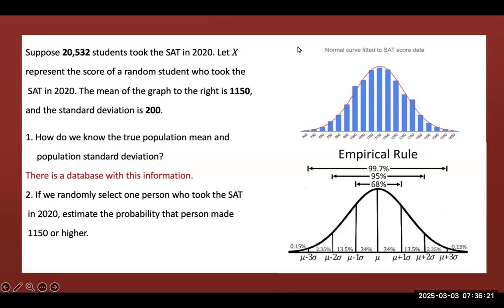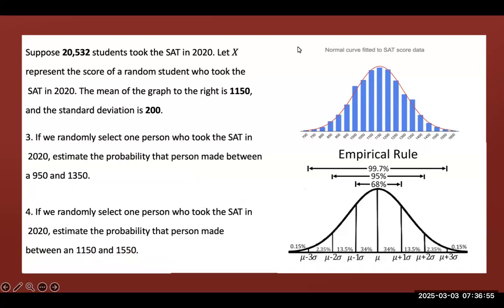Now, if we randomly select one person who took the SAT in 2020, let's estimate the probability they made 1150 or higher. We're told that the mean of the graph is 1150. The mean is the median, which is the mode. In particular, it's the median, which means 50% make higher and 50% make lower. So we're just estimating here. We're going to say about 50% scored greater than or equal to 1150.